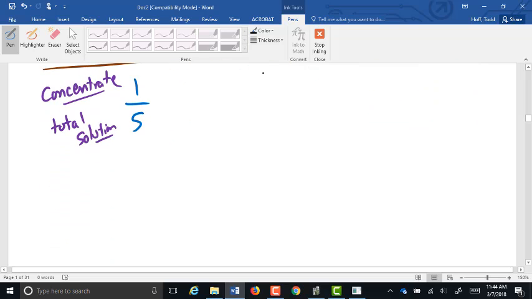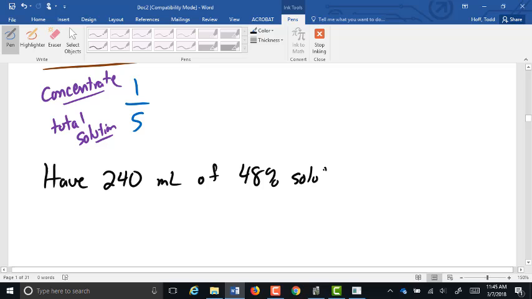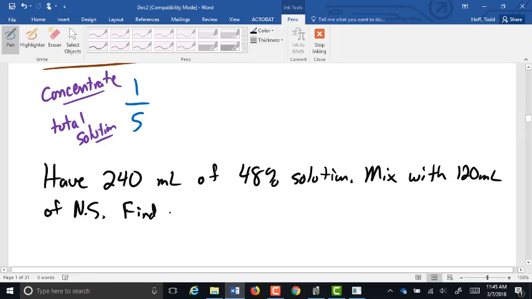So let's take a look. Let's say we have 240 milliliters of a 48% solution. We're going to mix it with 120 milliliters of NS, neutral solution. Find the new concentration.